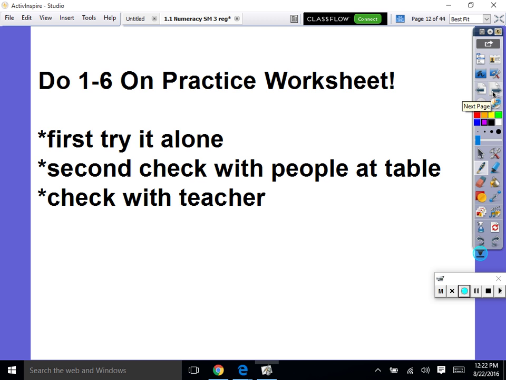Okay, awesome. Go, 1 through 6. On the practice, you're doing 1 through 6 on your practice worksheet. Switch, not your note sheet, do the practice 1 through 6. Go.